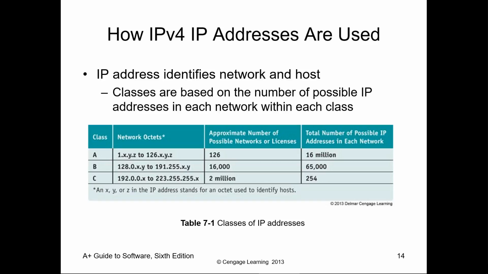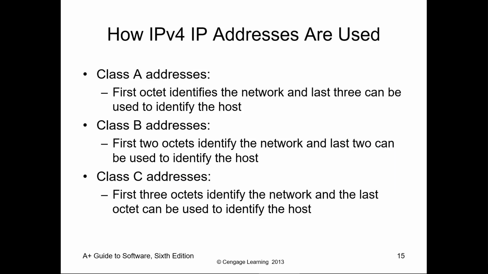Lastly is a class C, and that starts with 192.0.0 and goes through 223.255.255. There are 2 million different networks, and each network consists of 254 total addresses. This is called classful addressing. Again, this is just an intro to our addressing, by no means an in-depth look at IPv4 addresses. So, we have a class A address. The first octet identifies the network, and the last identifies what addresses we can assign.